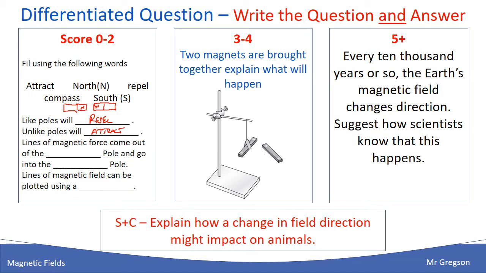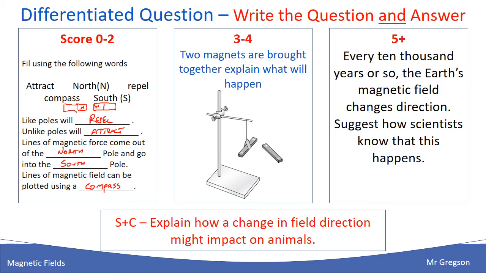They will come out from the north, which means they go into the South. Lines of magnetic fields can be plotted using a compass. Now I'll talk in a little bit more detail what that means. When we get to the next slide, we're actually going to have a look at a bar magnet in a bit more detail.